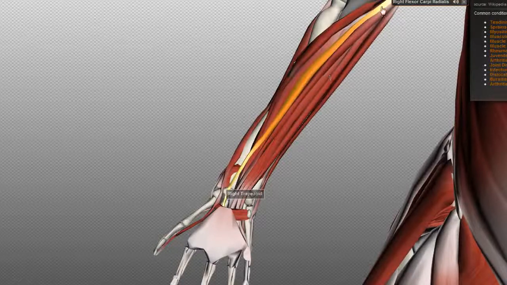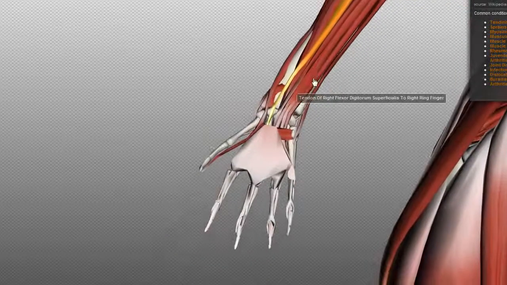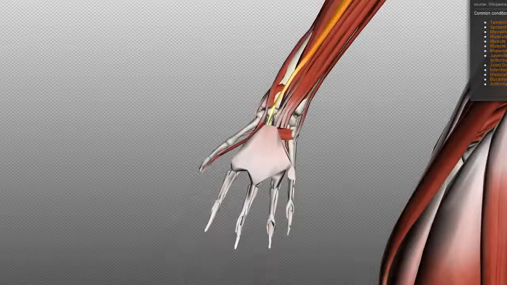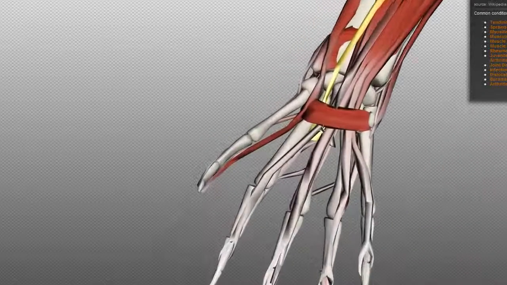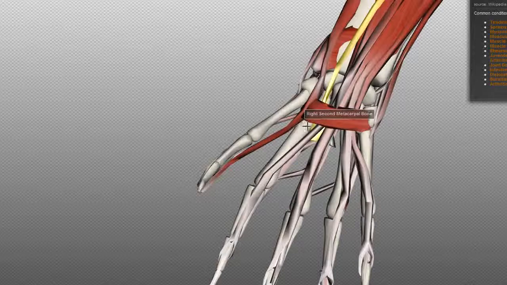So you can see here it originates at the medial epicondyle of the humerus, and it runs down the forearm to insert onto the metacarpals. So I'll just remove the palmar aponeurosis, and you can see that it has this insertion point at the base. So you've got these metacarpals here, and these phalanges. So these are the metacarpals. So it inserts onto the base of the second and the third metacarpal. And when this muscle contracts, it flexes and abducts the wrist.